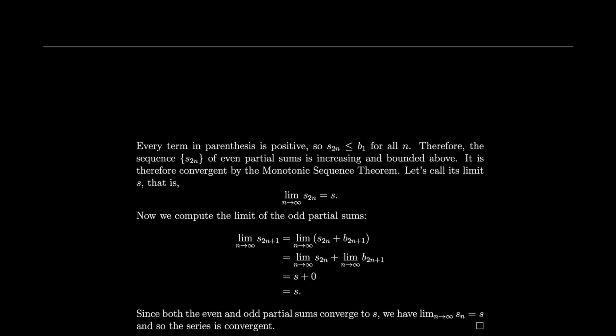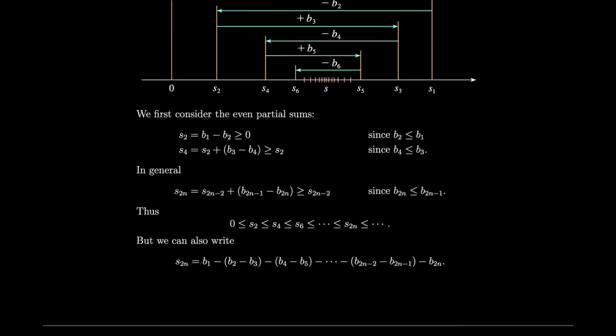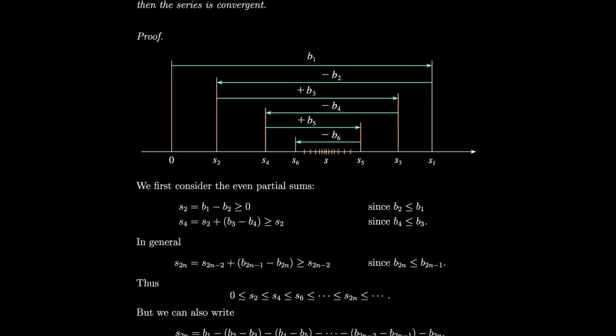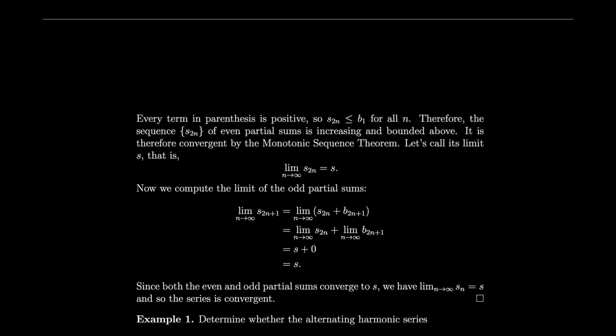So if we take the odd partial sums, we could write that limit as the limit of the even partial sums plus the next term that comes after that makes it odd. Well, the limit of the even partial sums we just said was s, and the limit of the next term is just the limit of bn. And remember, we are assuming that the limit of bn is 0, so the limit of bn plus 1 is also 0. So that means that this limit of the odd partial sums is exactly the same as the limit of the even partial sums. So they both converge to the same limit. So that means that the limit of the partial sums in general converges to s, and we have our series converges.